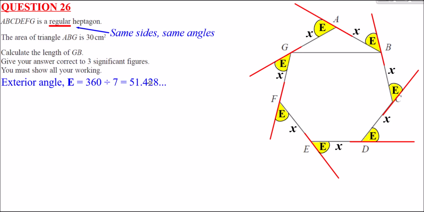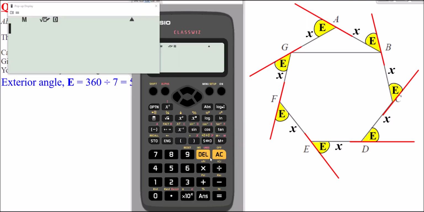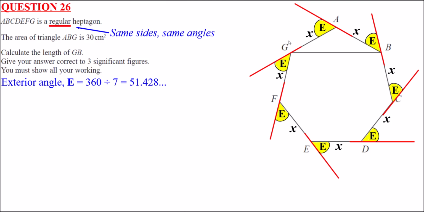Your calculator will give you a recurring decimal. Don't round it yet. Allow your calculator to have that stored in its memory. So if I just show you that one, 360 divided by 7 gives that. So just leave that there for now. Next, we need to consider the angles on the inside of the shape. So I'm just going to highlight that in yellow, as these are highlighted in yellow. Now considering the inside in green, I'm going to highlight these green ones, I, for interior.